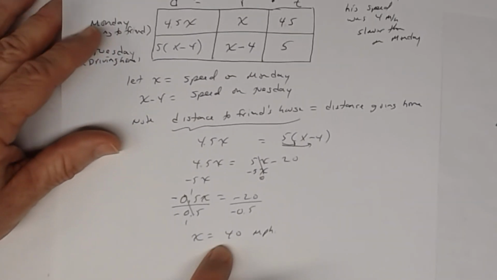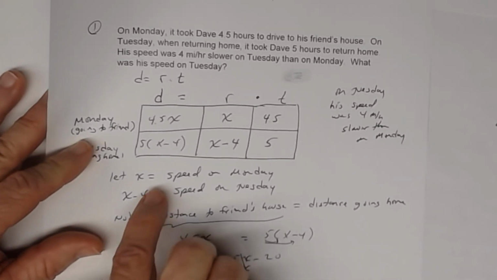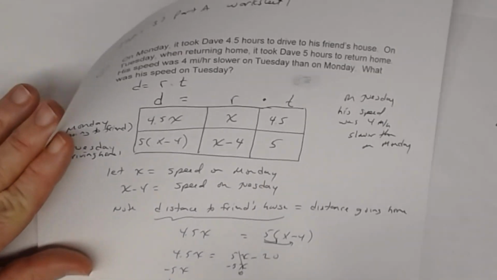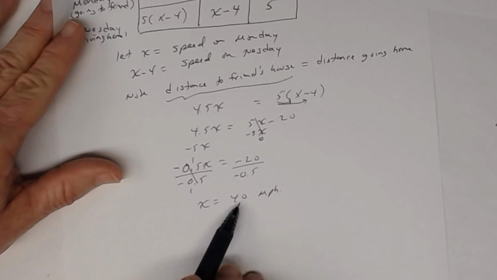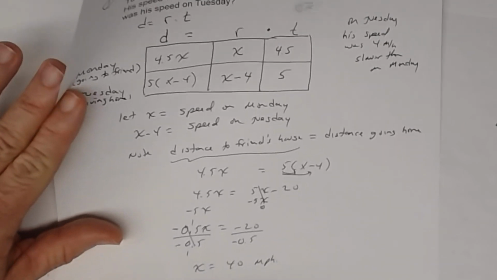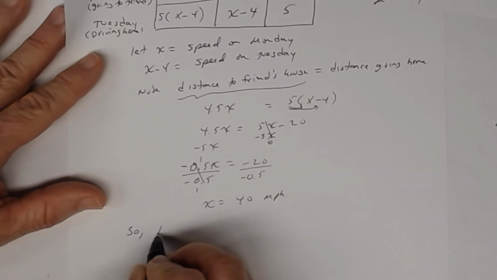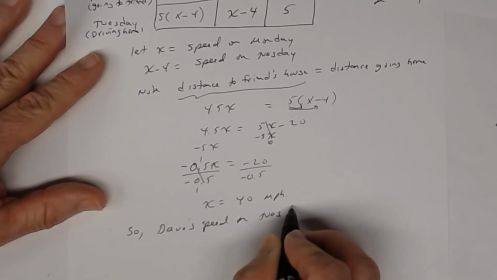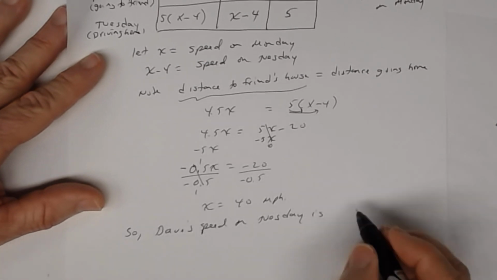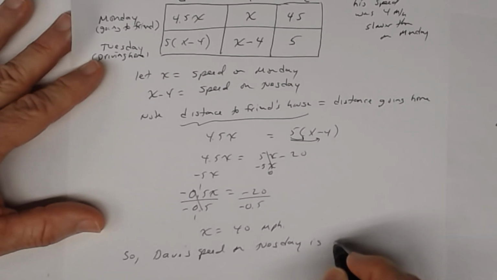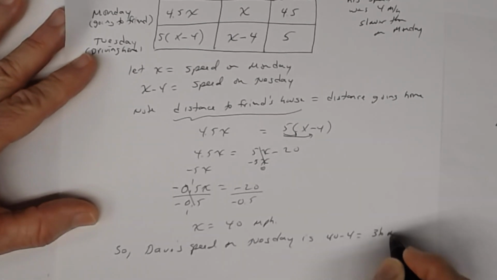Is x the speed on Tuesday? No. x represented what? His speed on Monday. All right? So his speed on Tuesday is this number minus 4. Right here. This number minus 4. All right. So Dave's speed on Tuesday is going to be 40 minus 4, which equals 36 miles per hour.